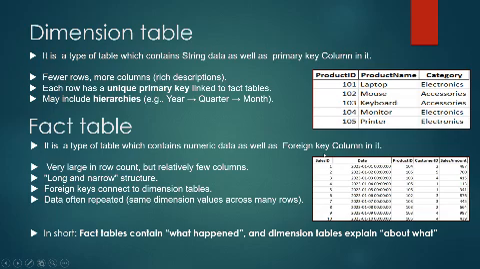So now we know what is a dimension table and what is a fact table. Dimension table contains primary key as well as string data. Fact table contains numeric data and foreign key. So this is the main difference. And dimension table has fewer rows and more columns, but in the fact table the row count is high and the column number is relatively less when compared with the dimension table.